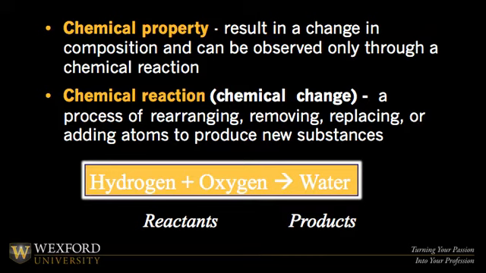Now, looking at chemical properties, a chemical property results in a change in the composition and can be observed only through a chemical reaction. A chemical reaction, which involves chemical change, is a process of rearranging, removing, replacing, or adding atoms to produce new substances. In this equation, we have reactants, in this case hydrogen and oxygen, which combine to form water, which is a product in this chemical reaction.